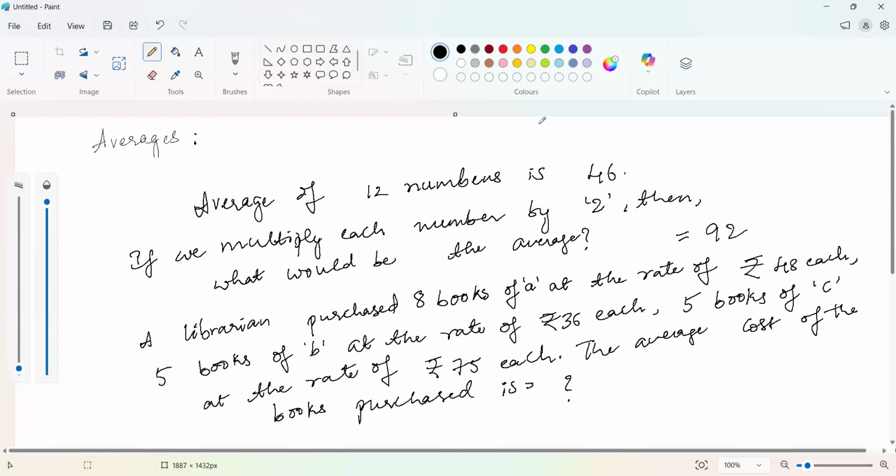You need to take the total quantities addition. Okay, 8 plus 5 plus 5, totally 18. The number of observations is 18. And you multiply each book's cost by the number of books purchased and add all of them together and then divide by 18. You'll get the average cost of each book.